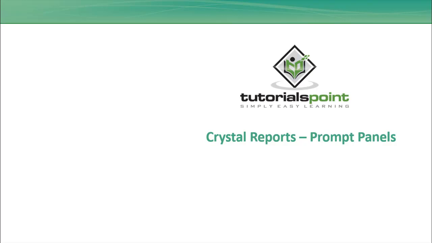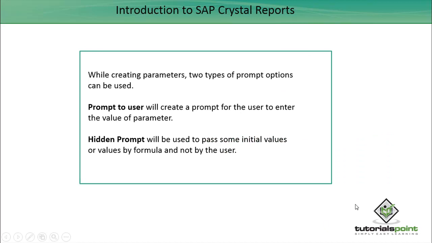In this tutorial we will discuss the prompt panel in the Crystal Reports for Enterprise tool. While creating parameters, two types of prompt options can be used. The first is prompt to user, which creates a prompt where the user can enter the value of the parameter. Then we have the hidden prompt. A hidden prompt is used to pass some initial values, or values by formula, but not by the user.